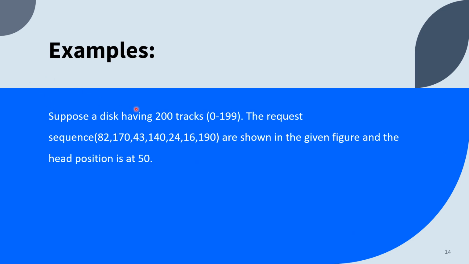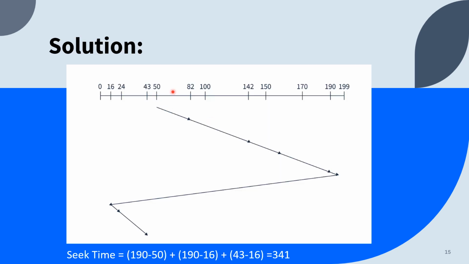Let's consider an example. This is the same example we have taken for the LOOK algorithm. While in the LOOK algorithm, we move from 50 to 190 and then we move to the 24th request. But in the C-LOOK algorithm, we move from 190 to the 16th request and then we move forward to the 24th. You can see that the seek time in the C-LOOK algorithm is less as compared to the LOOK algorithm. This is the major advantage of the C-LOOK algorithm.